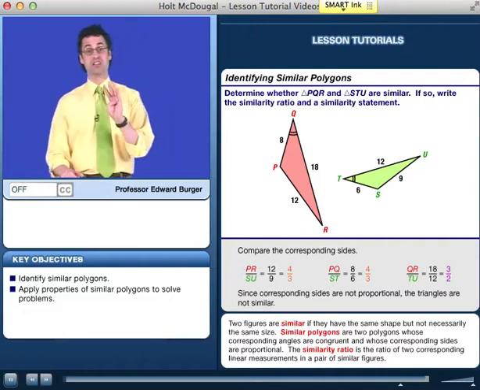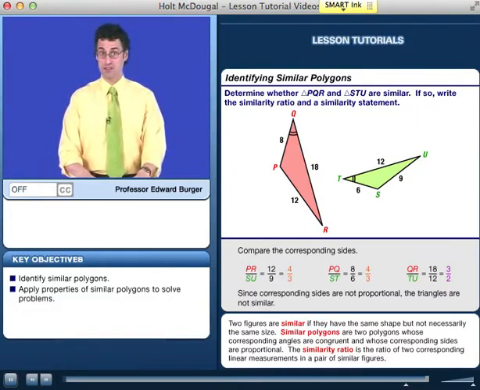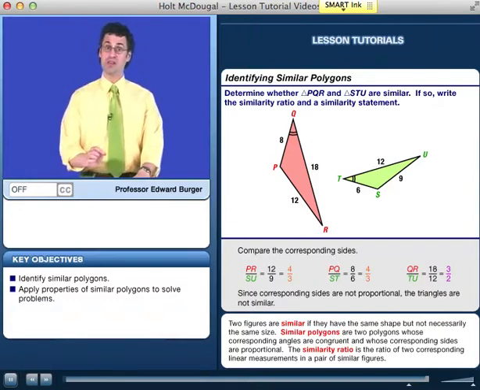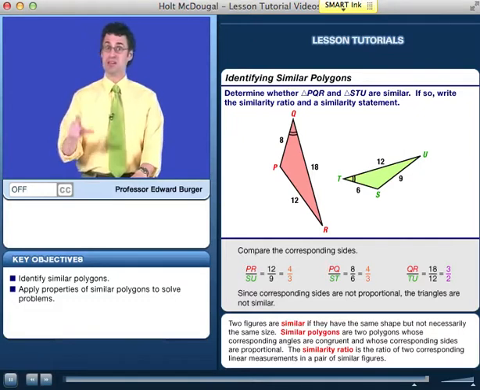The point is you can actually look at ratios, and if all corresponding ratios of corresponding parts are going to be equal, then we know the two objects are similar. But if one ratio of corresponding parts differs from another ratio of corresponding parts, then the two geometric objects are not similar.